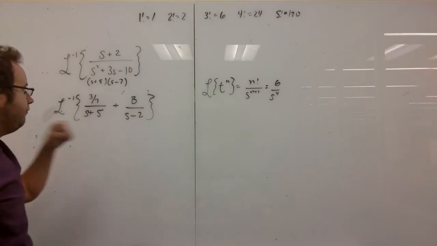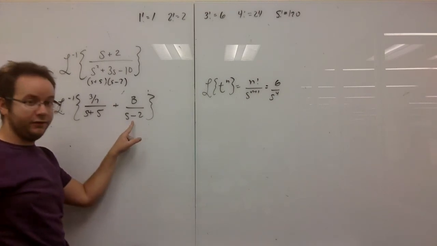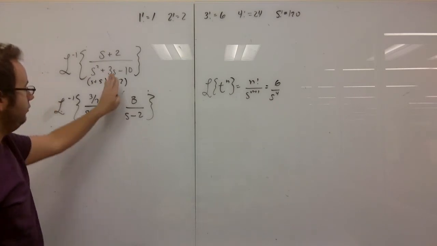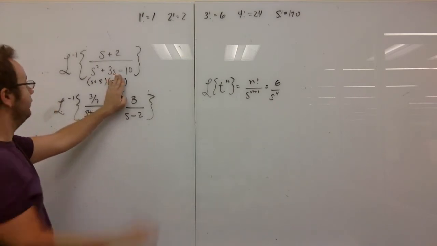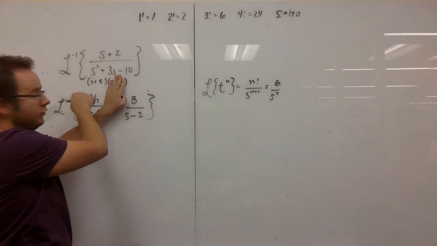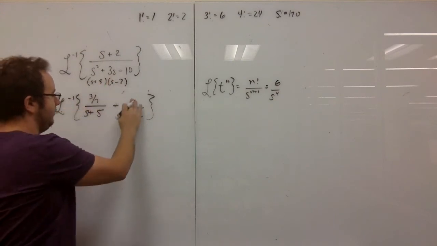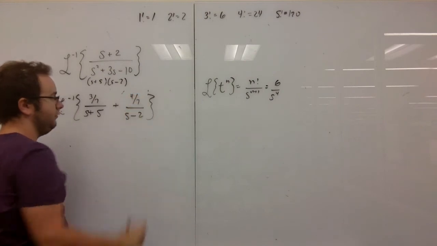What value of s causes this denominator to be 0? 2. So we're going to cover up the s minus 2 and plug in 2. 2 plus 2 is? 4. 2 plus 5 is? 7. So we have 4 over 7. Our value of b is 4/7. Now it's a piece of cake from here.